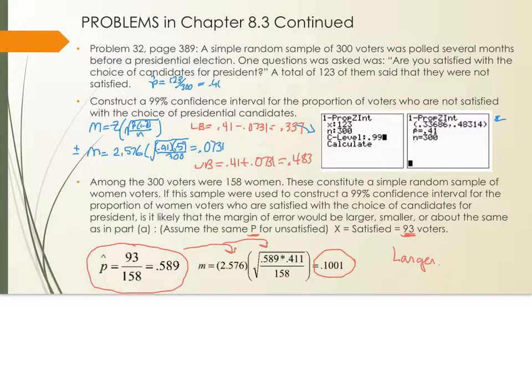That concludes our problems in chapter 8.3. We will talk about sample size in class. So we're finished with similar problems in 8.3.